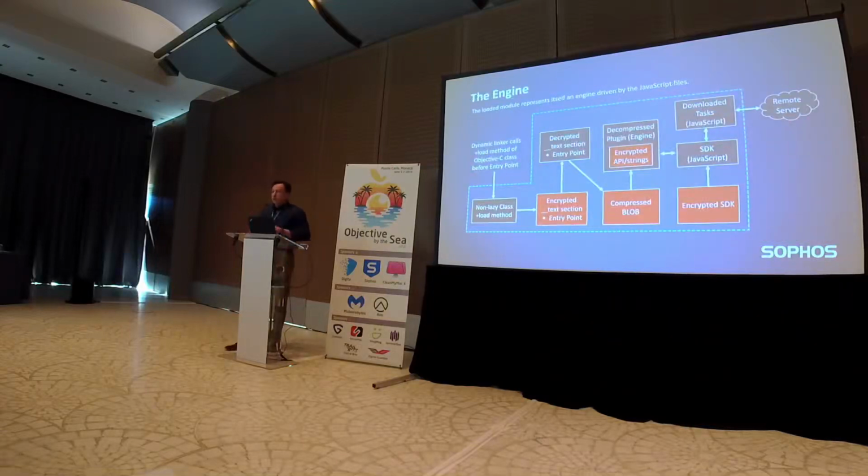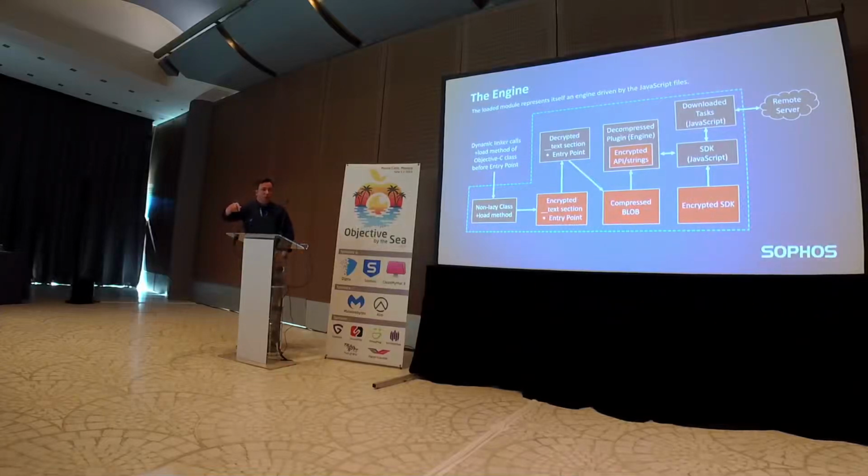So what do we have so far? This is the overall scheme. Once again, to repeat, let's revisit the architecture. The execution starts from the +load method of the Objective-C class, before the entry point. Non-lazy class +load method. That method takes the encrypted text section with the entry point in it, and decrypts it. Here it is decrypted. Once it's fully decrypted, the entry point gets control, and this is where the execution starts from.